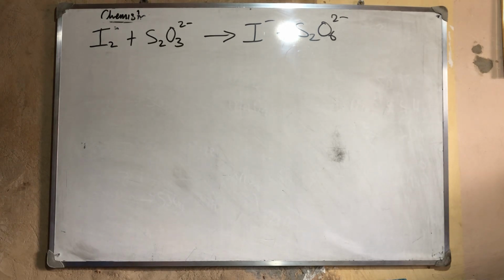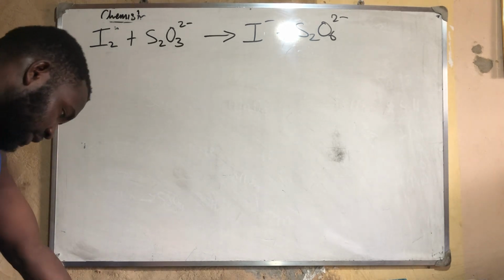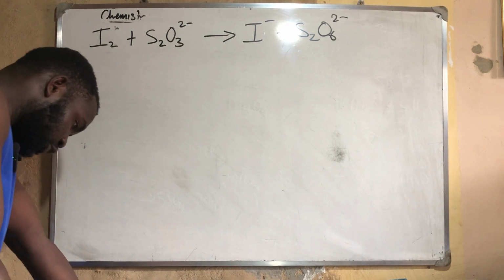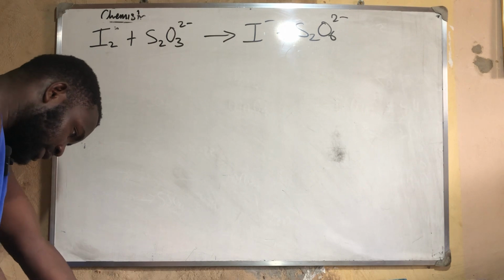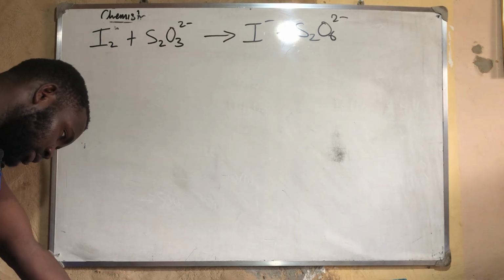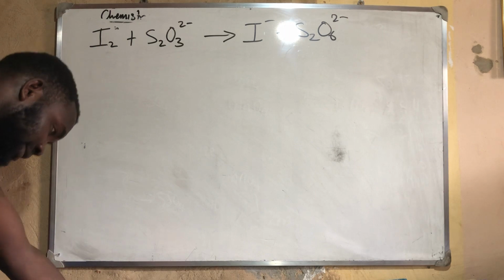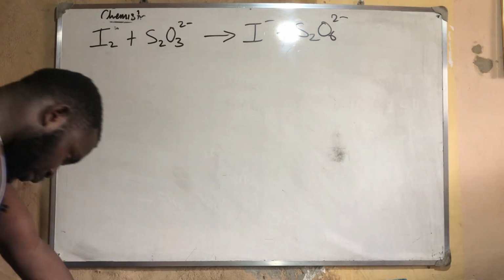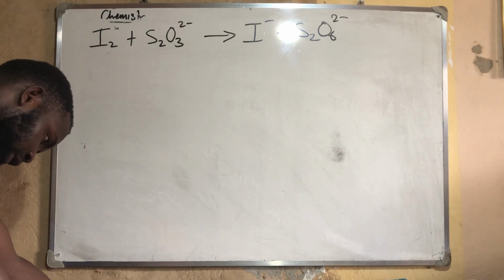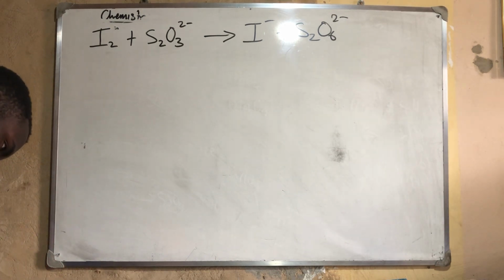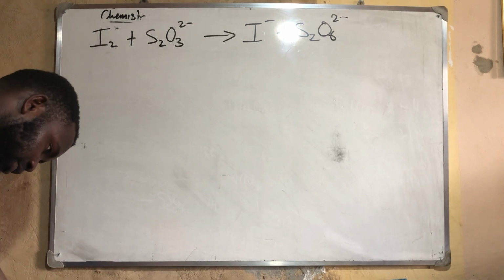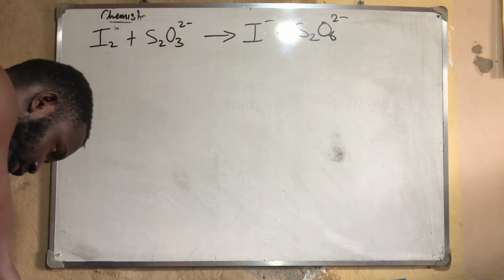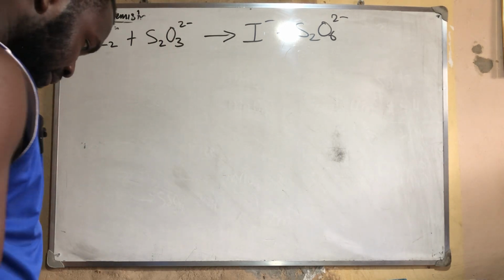Test for reducing agent. Number one, a reducing agent changes the color of an acid solution of potassium tetraoxomanganate(VII) from purple to colorless. Number two, a reducing agent changes the color of an acidified solution of K2Cr2O7 from orange to green. You can go and study that.